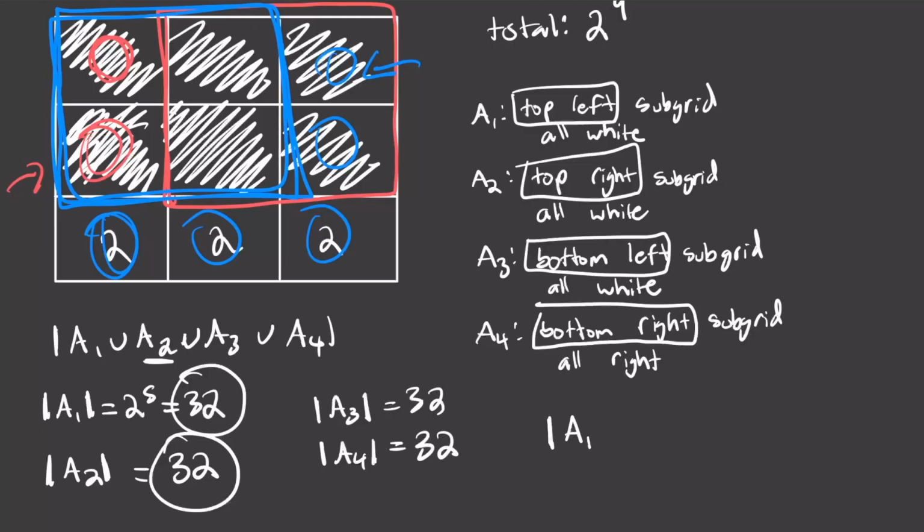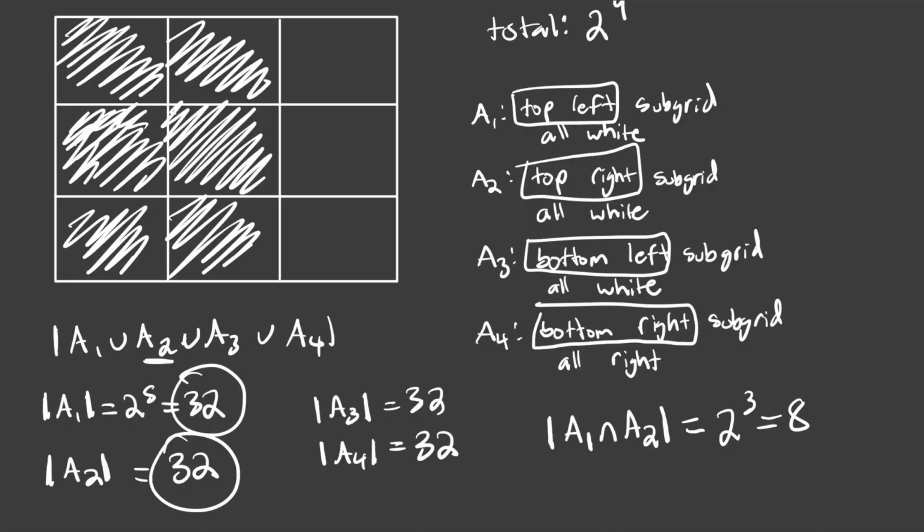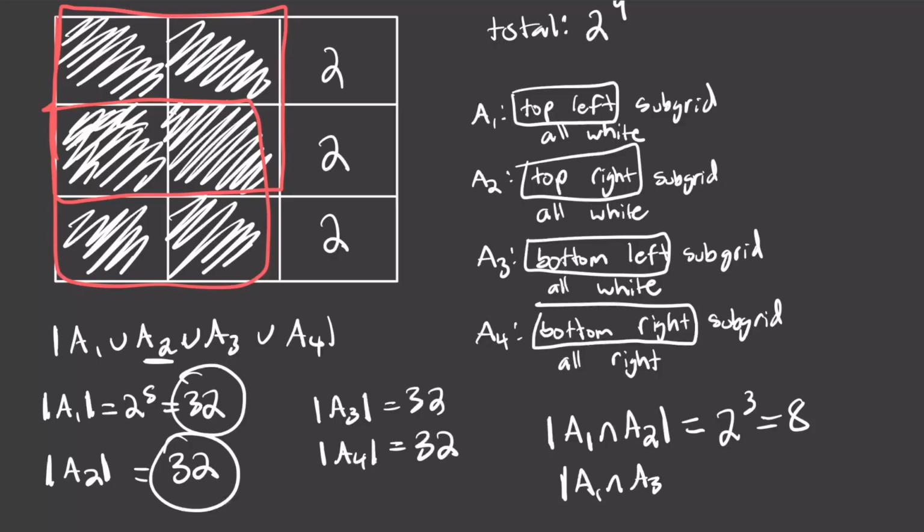That's going to be the magnitude of intersection between A1 and A2 when both the top left and the top right are all white. And we already calculated that is going to be 2 cubed, which is 8. And similarly, we're also overcounting the magnitude of intersection between A1 and A3 when both of these grids are colored white for the exact same reasons. We're going to have 2 different options for our remaining 3. The magnitude of intersection between A1 and A3 is also going to be 2 cubed, so 8 as well.